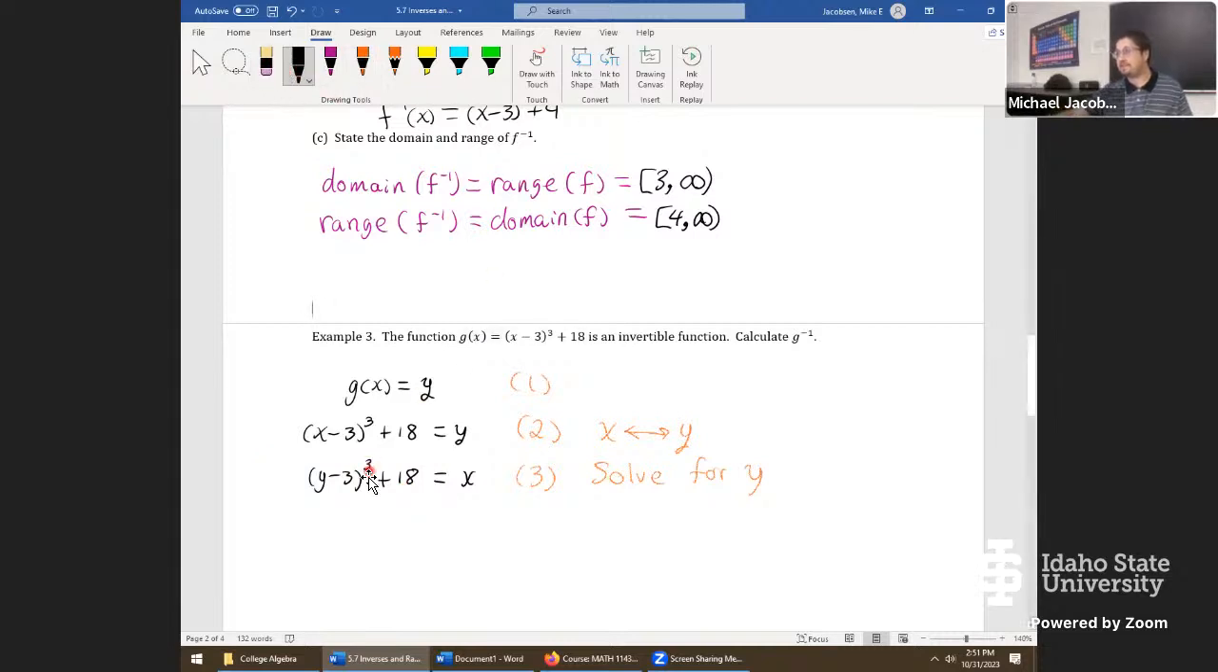So first step, isolate the power 3 function. Let's subtract 18 from both sides, and it's (y minus 3) cubed equals x minus 18. At this stage, this is the major operation we want to take. The cube root of (y minus 3) cubed becomes equal to the cube root of x minus 18.